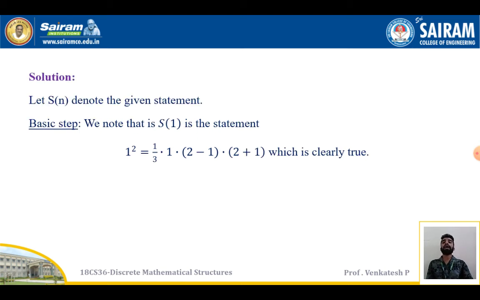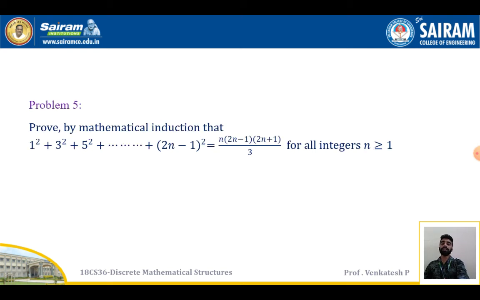The first thing is we have to prove the statement by using the induction step. So first assume S of n. S of n will be equal to the given statement, that is 1 square plus 3 square plus 5 square plus so on plus (2n minus 1) whole square is equal to n(2n minus 1)(2n plus 1) by 3. Okay. So now I am going to prove the basic step.